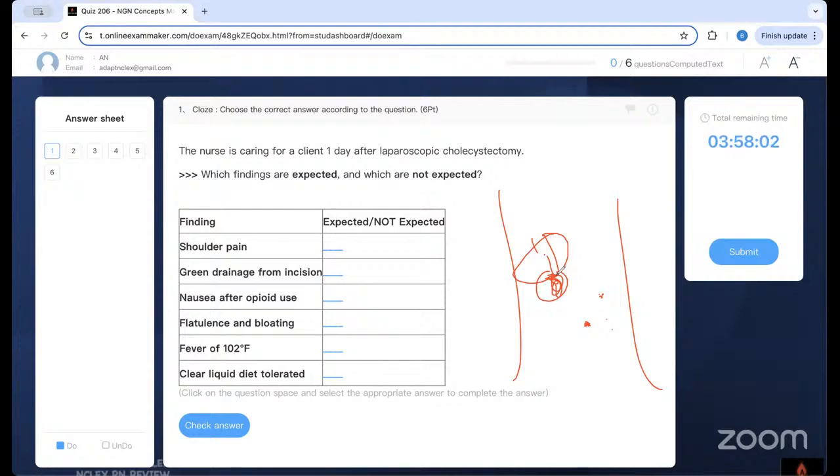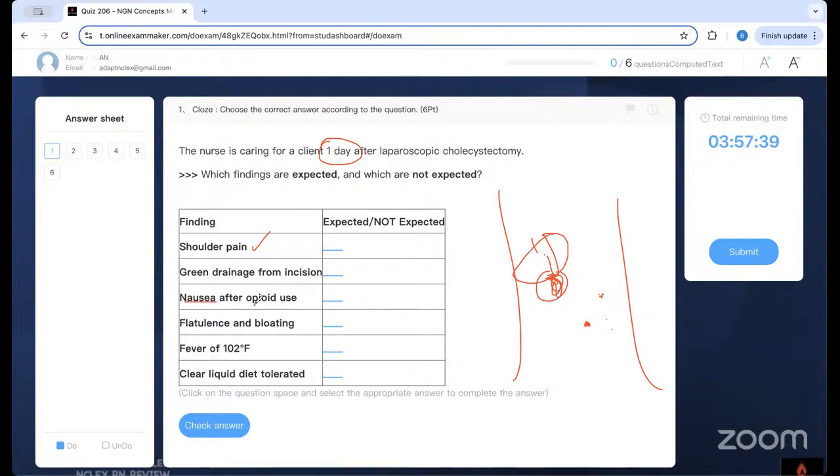But what do you think? After somebody had a cholecystectomy, 1 day after the surgery, do you expect them to have shoulder pain? If it is, you select expected. If it's not, you don't have to guess. Bring your content. Green drainage from the incision. Do you expect them to have green drainage from the incision?